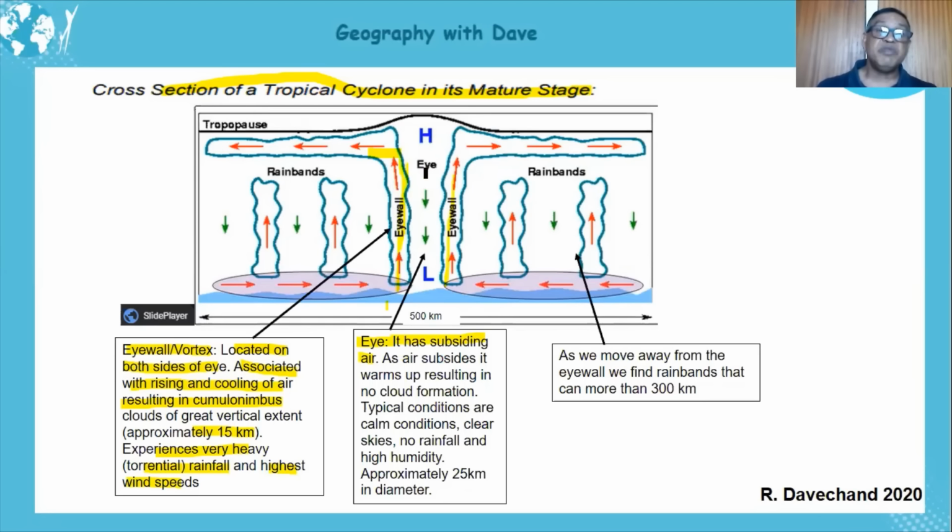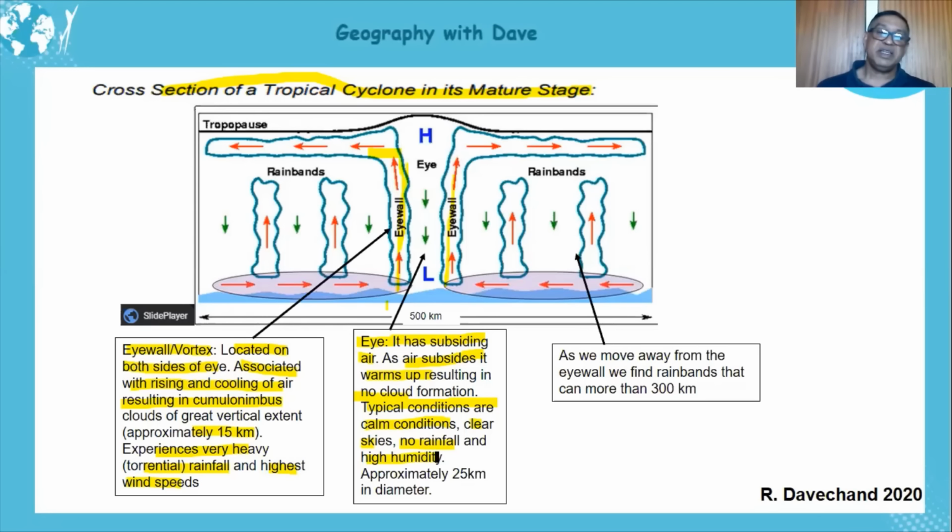Air is moving there. Some of the air comes back, subsides. As air subsides, it warms up, resulting in no cloud formation, adiabatic heating, etc. So what's happening there is it's creating clear skies, calm conditions, high humidity, obviously. So what's happening here? The tropical cyclones have calm conditions, clear skies, generally no rainfall. We may get some drizzle, but no rainfall, and high humidity.